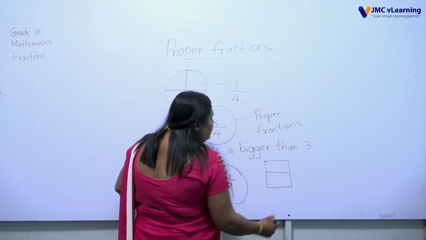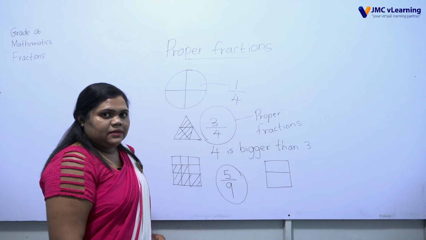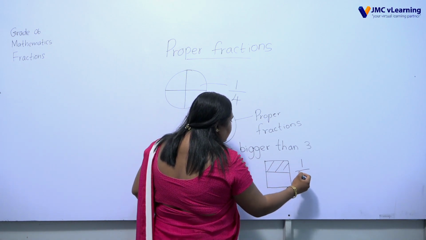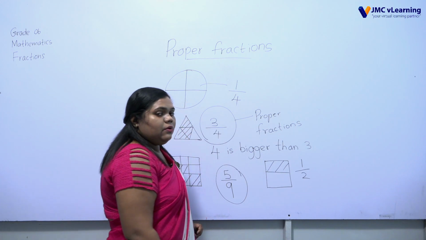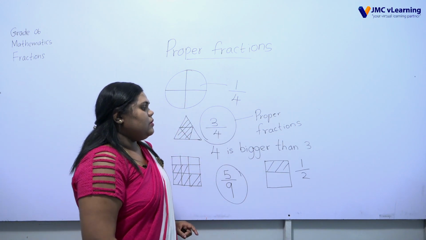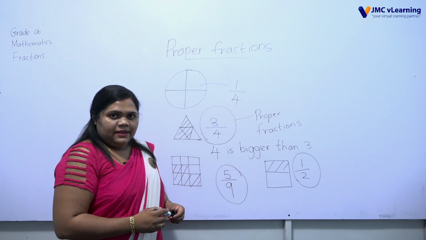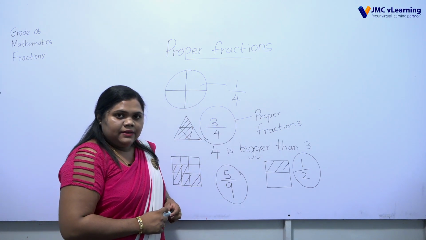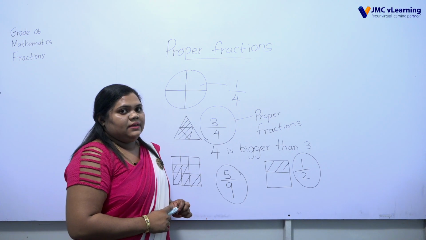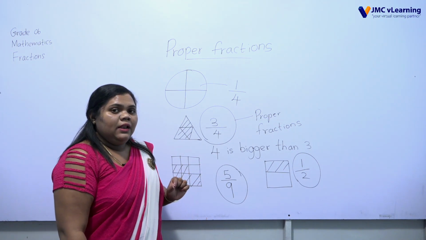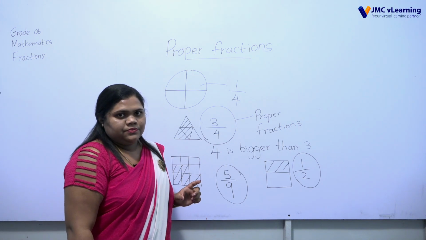Not only that. Now this one we can divide into 2 parts. If I color 1 part, I can write this one as 1/2 or 1 out of 2. So this one also is a proper fraction. Are you clear, my children? Okay. Now I am going to give some small activity for you.